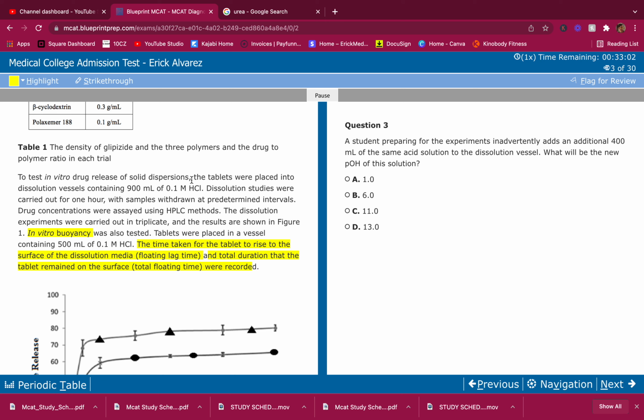When they change the concentration, then they change the pH. But they're not changing the pH here. They're not changing the concentration. So it's going to be 13 still. All right, notice how confident I am in my answer choices. Okay, this is easy. This is easy.